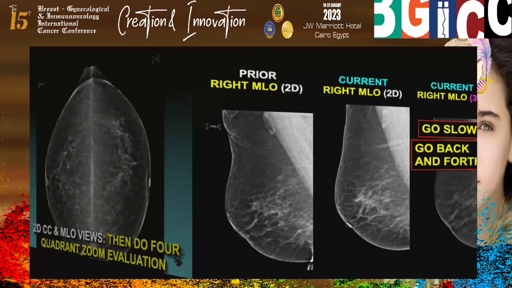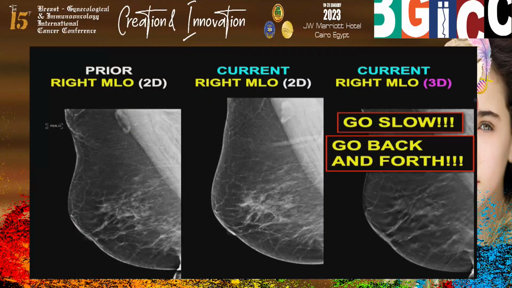After that, then I compare this 2D to the 3D. And I put my current 2D study in the middle. I put the tomosynthesis view on the right. I put the previous 2D view on the left. And then I slowly go through my tomosynthesis views, going back and forth, trying to see if there's any abnormality present whatsoever. I would stress, please go slow because the abnormality may only be on 1 or 2 slices. And I go back and forth to see if it's real.